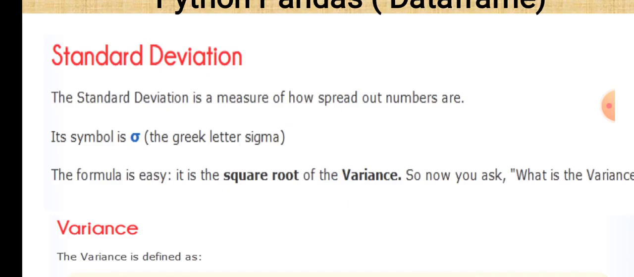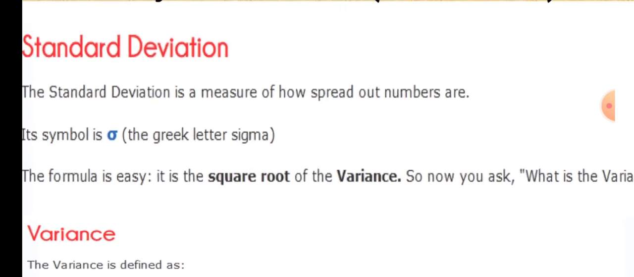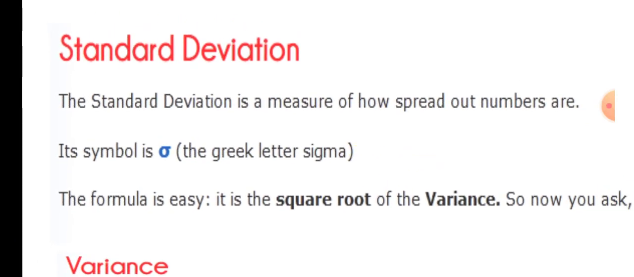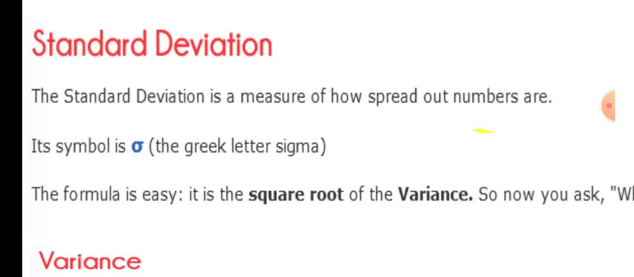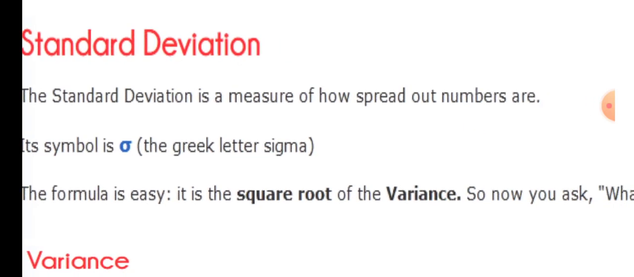First of all, standard deviation is a measure of how spread out numbers are, and the symbol of the standard deviation is the Greek letter sigma. The formula is very simple and easy. It is the square root of the variance. So first of all, you have to calculate the variance, and only after that can you calculate the standard deviation by taking the square root of the variance.